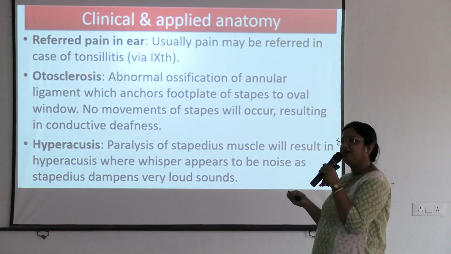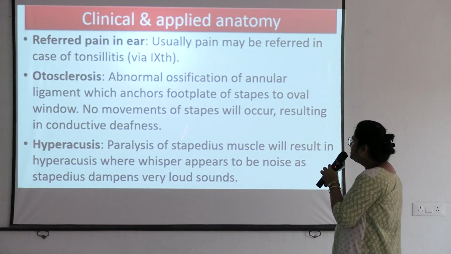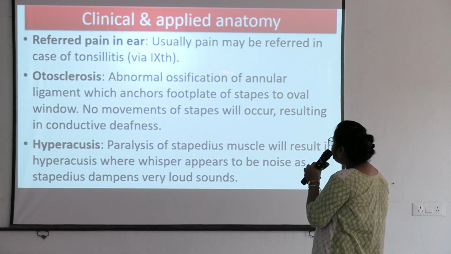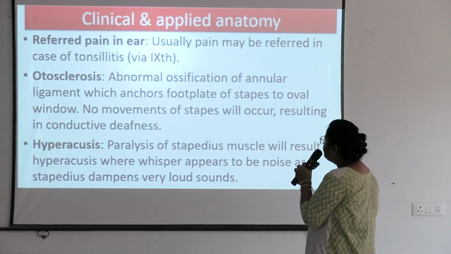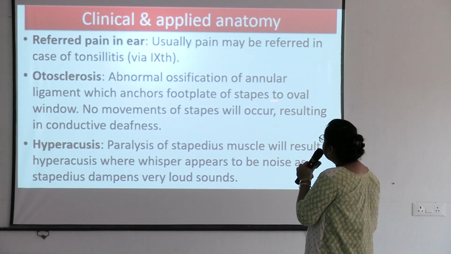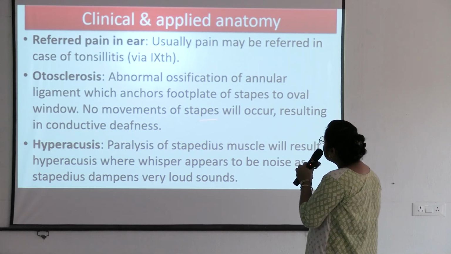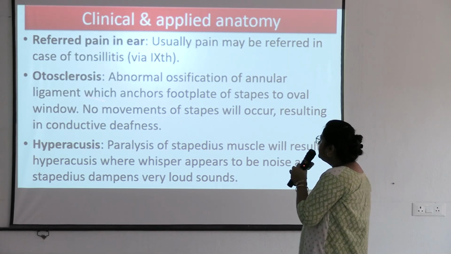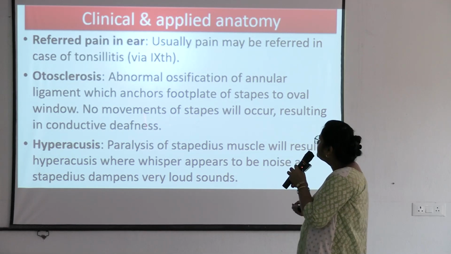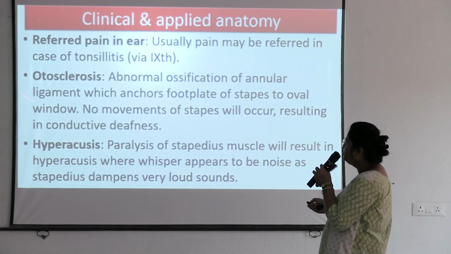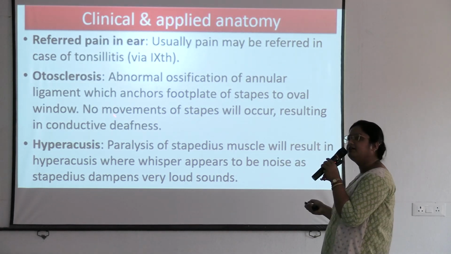Next is otosclerosis. Otosclerosis is abnormal ossification of the annular ligament which anchors the footplate of the stapes to the oval window, and no movement of the stapes will occur, resulting in conductive deafness. Okay, so otosclerosis leads to conductive deafness.